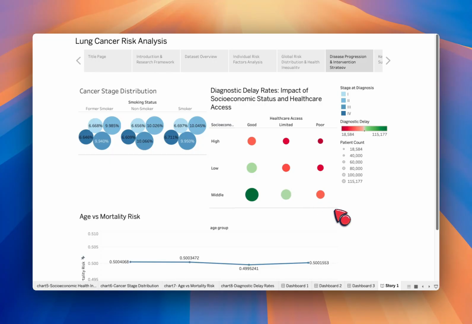Healthcare accessibility is the key factor affecting diagnostic delays, not just economic status. Middle-income countries with good healthcare systems actually perform better than high-income areas with poor healthcare services.